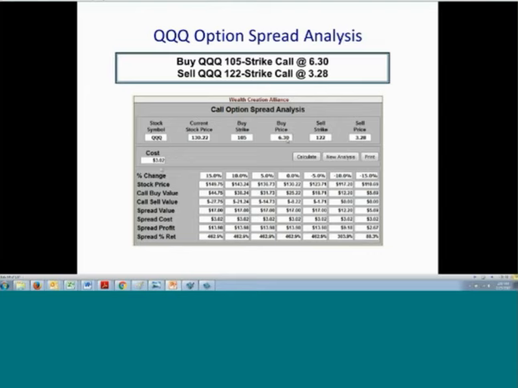Once we sold that 122 strike call at 3:28, that reduced the cost of the 105 purchase from 630 to 302. So in other words, we paid 630 for the 105 and we sold the 122 strike call for 328. So the cost of the spread was $302.